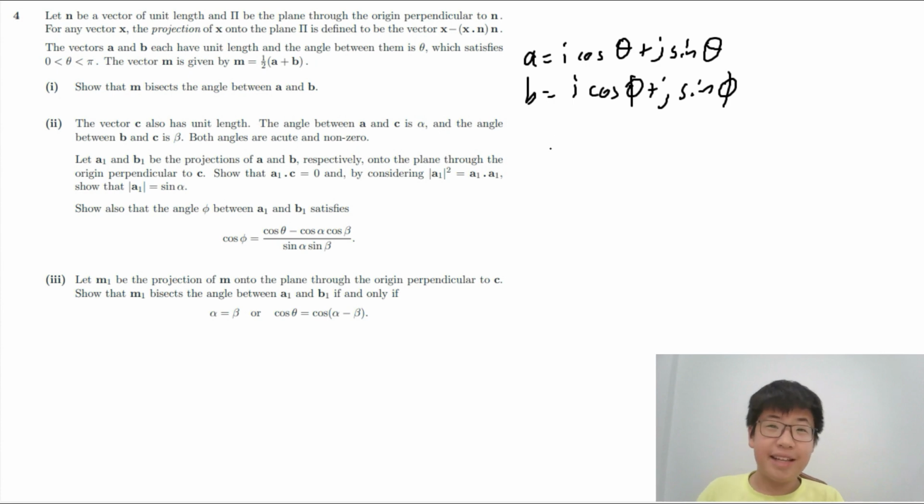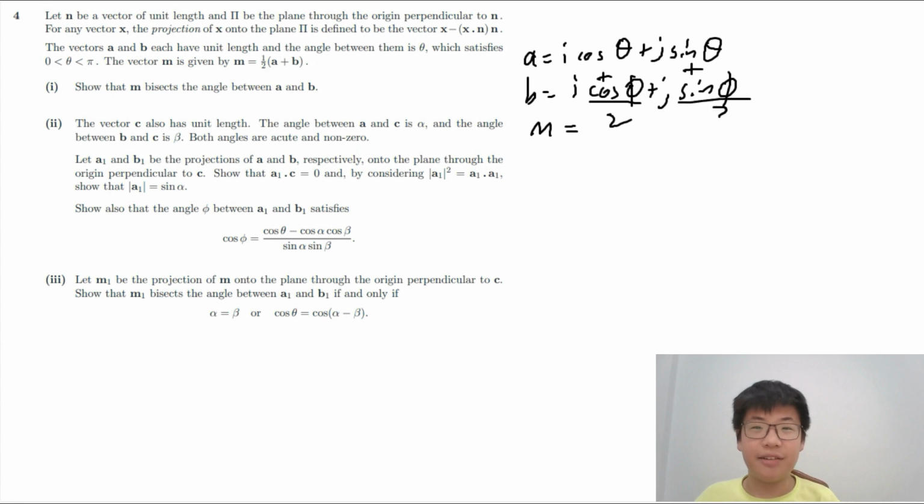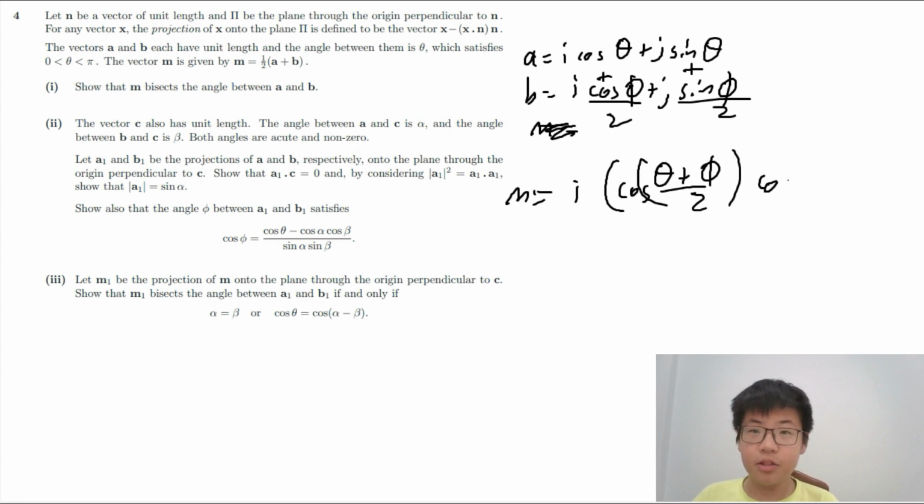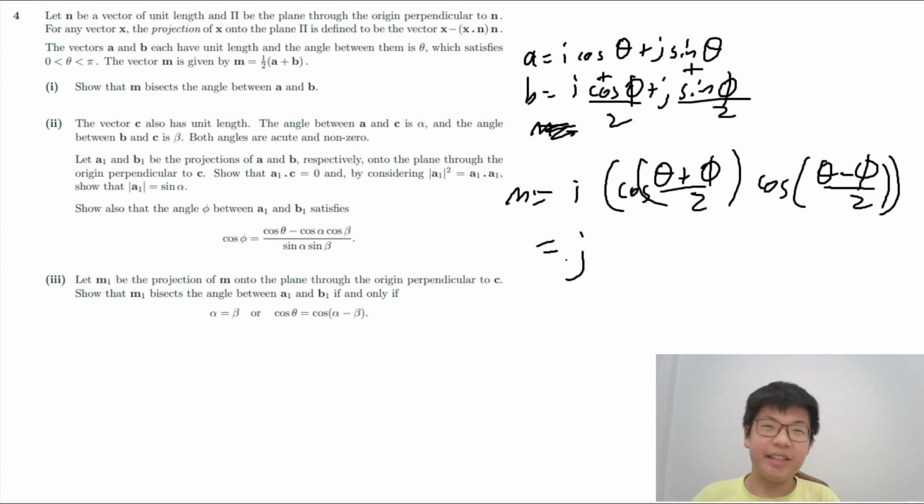So, if m bisects the angle between A and B, which are i cos theta plus j sin theta and i cos phi plus j sin phi, well, m equals i (cos theta plus cos phi) over 2 and then j (sin theta plus sin phi) over 2. Now, we're going to do something fun. We're going to use the sum-product formula. So (cos theta plus cos phi) over 2 becomes cos((theta plus phi)/2) cos((theta minus phi)/2).